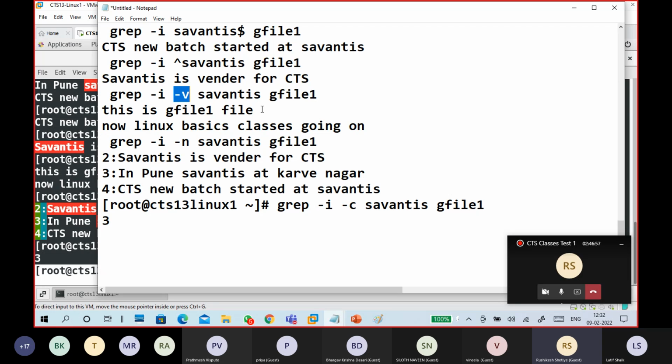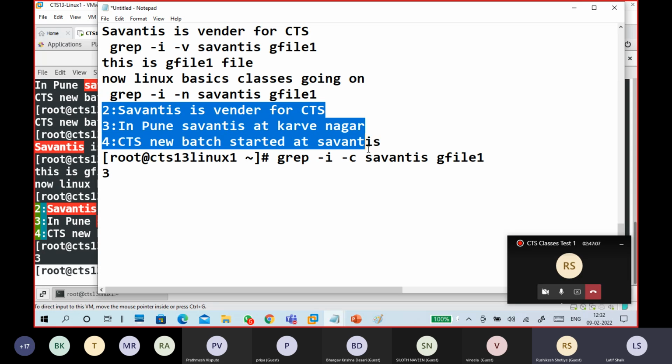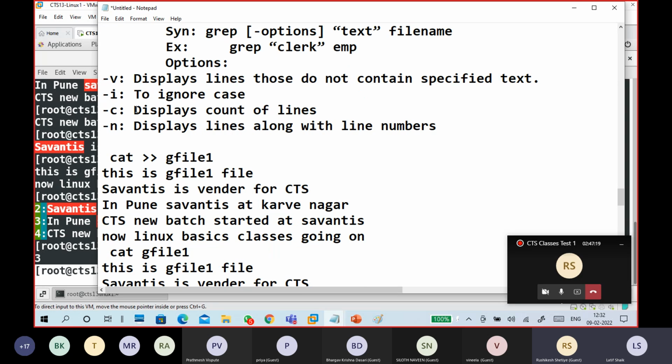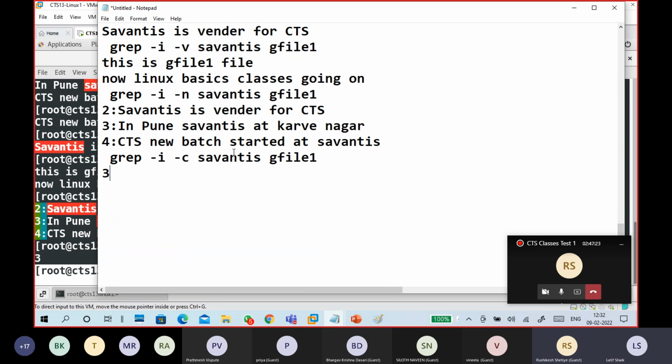-v: display the lines that do not have our keyword. -n: display the lines along with the line number. -c: display the number of lines where the pattern matches.